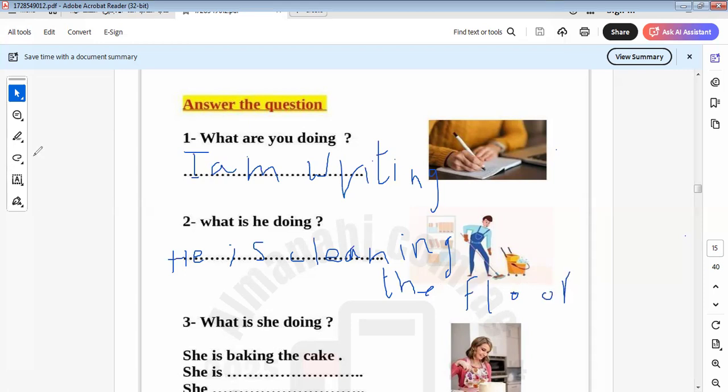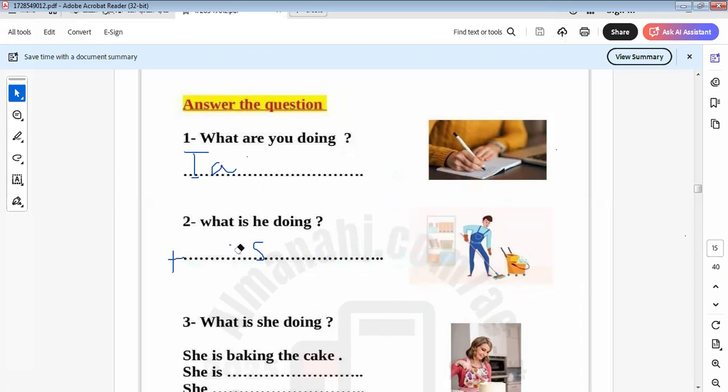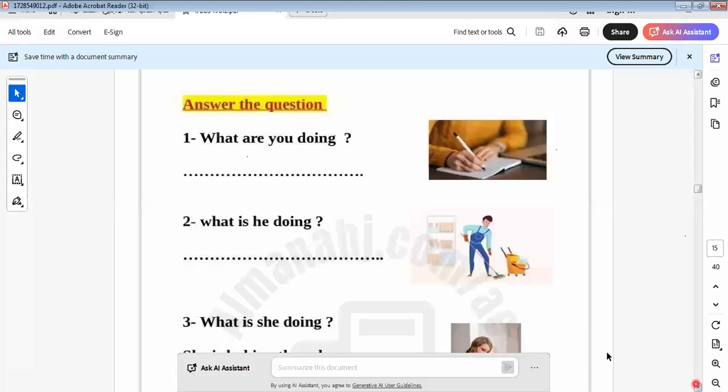Okay. Now we know that when we ask about doing, we can put the verb in the continuous tense form by adding ing to the verb. I will leave the rest for you to do by yourself as homework. Let's go to another item in this part.